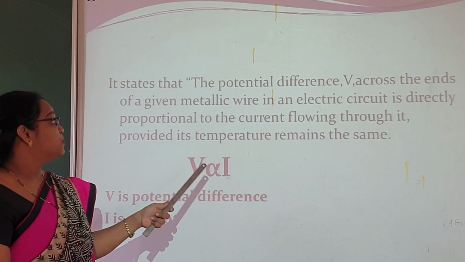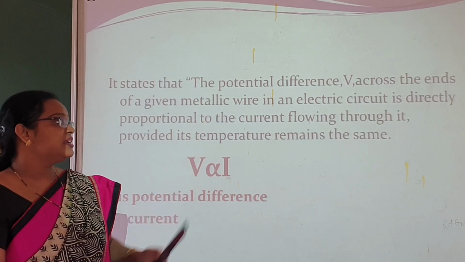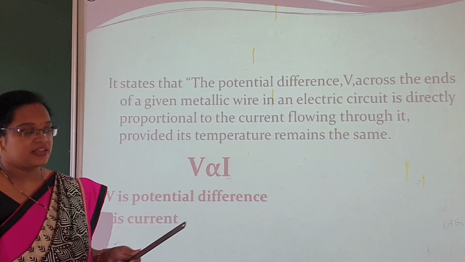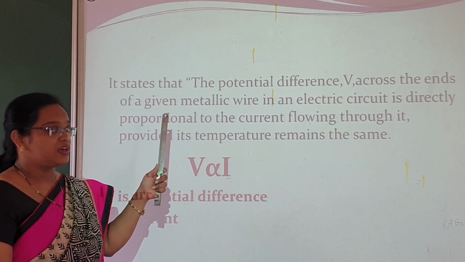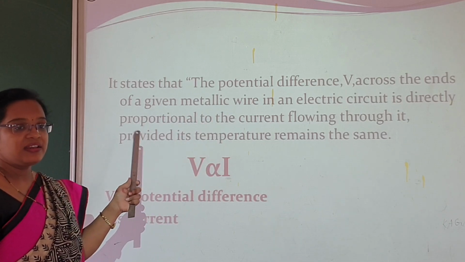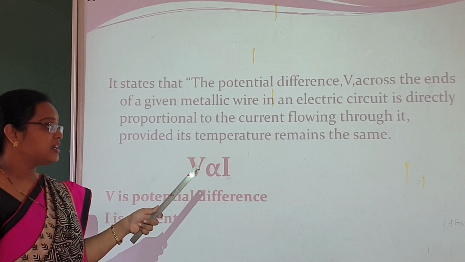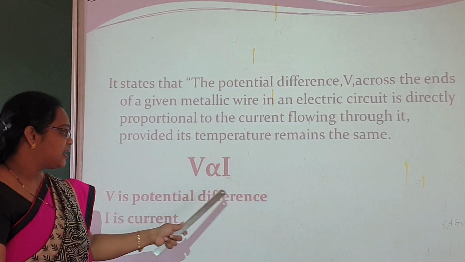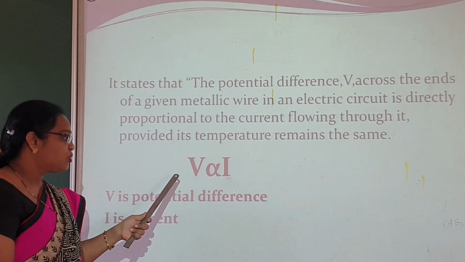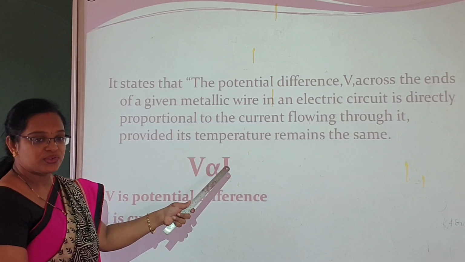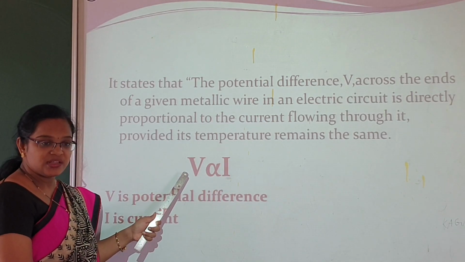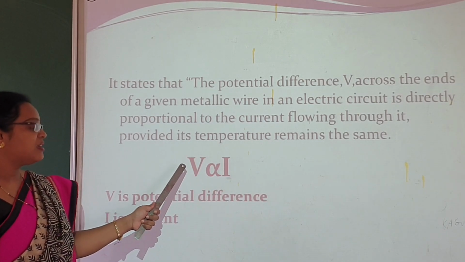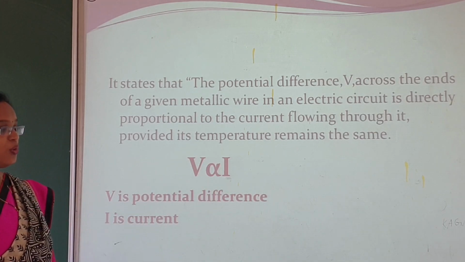This is called Ohm's law. It states that the potential difference V across the ends of a given metallic wire in an electric circuit is directly proportional to the current flowing through it, provided the temperature remains the same. At constant temperature, V is directly proportional to I. Directly proportional means that if one quantity increases, the other also increases. If you increase the potential difference, the current also increases. That is the relation between V and I, known as Ohm's law.